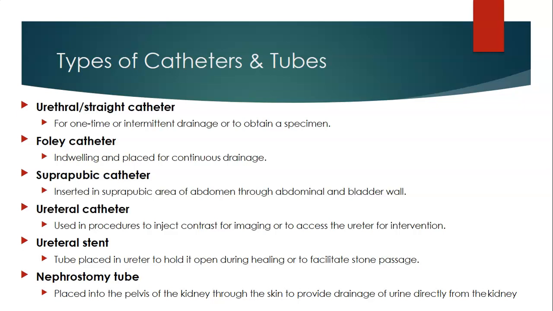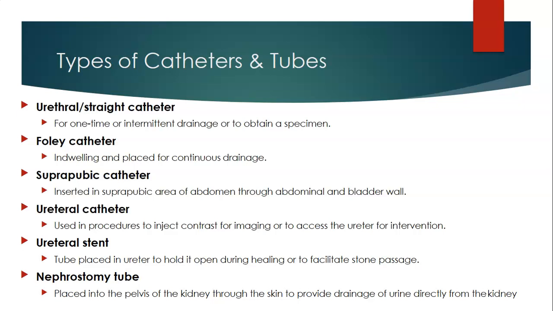Suprapubic catheter, so suprapubic area. This goes into the suprapubic area, so it is in the lower abdomen. It goes straight through the abdominal wall, through the bladder wall, and into the bladder that way. So again, it bypasses the urethra altogether.